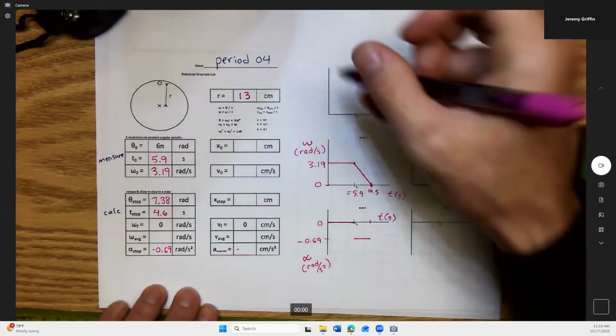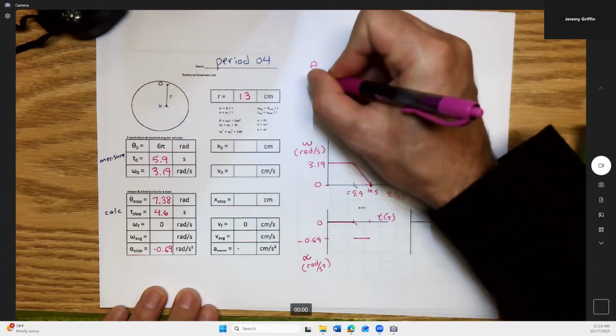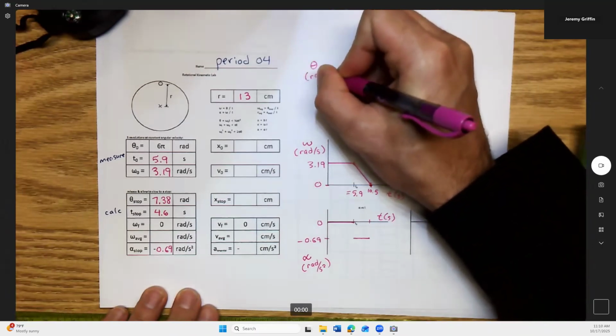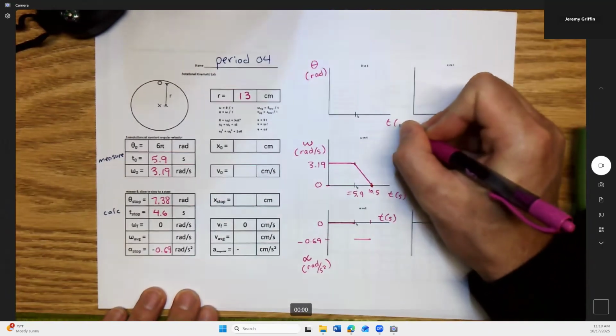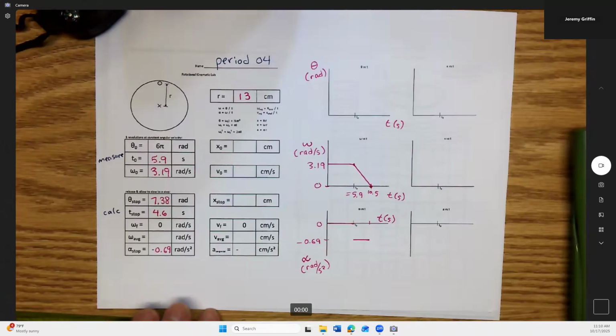Okay. Now finally, let's do theta, angular displacement in radians as a function of time in seconds. Okay. So how far did it rotate as the time's ticking along?